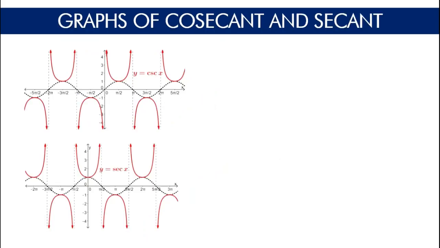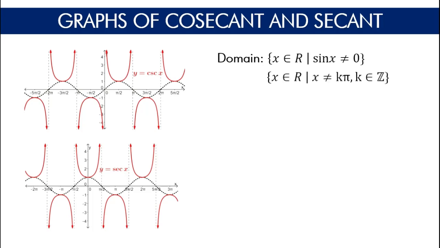So let's identify its properties. As you can see here, its domain and its range. The domain is all real numbers, but sine x should not be equal to 0. Or simply, in general, x is an element of all real numbers such that x is not equal to k pi, where k is an integer. Okay, so as you can see here, pi, 2 pi, and negative 2 pi are all the asymptotes for this function, the cosecant function.